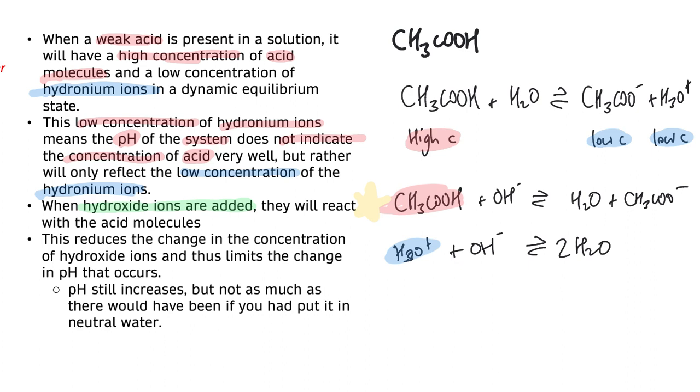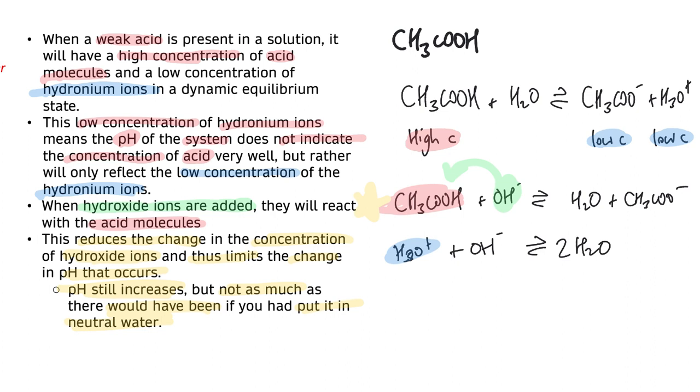So when the hydroxide ions are added, they will react with the acid molecules. This reduces the change in concentration of hydroxide ions. If you were to add 100 of these hydroxide ions, because you've reacted with some of that ethanoic acid, the 100 that you added is no longer 100, maybe there's only 10 left or something like that. Thus it limits the change in the pH, because any additional OH minus is going to affect the concentration of H plus and therefore the pH. But because you've removed some of them by reacting with the acid, it's not going to change as much. It's still going to increase, but not as much as if you had put it into neutral water. So there'll be a little change, just not a lot.